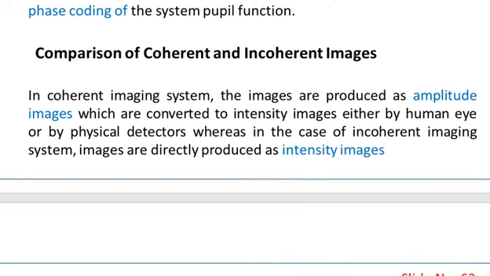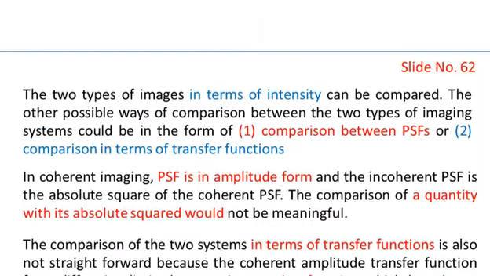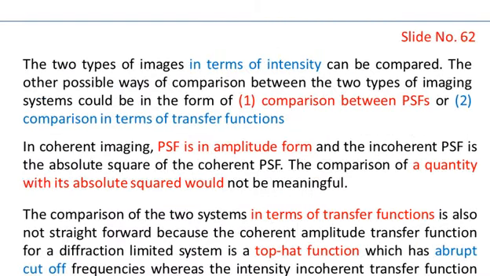In a coherent imaging system, the images are produced as amplitude images, which are converted to intensity images either by the human eye or by physical detectors, whereas in the case of an incoherent imaging system, images are directly produced as intensity images. The two types of images in terms of intensity can be compared.